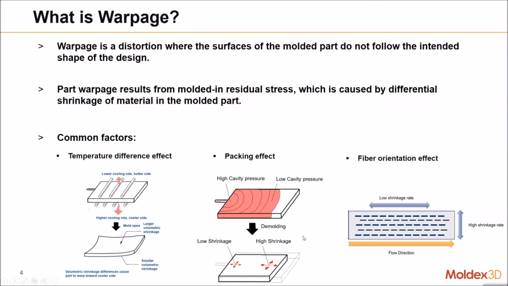Okay, so the last one is the part orientation. A part with fiber material is a good method to resist the warpage problem. In this picture, we can see the fiber is aligned with the flow direction. Under this condition, the shrinkage rate along the flow direction becomes smaller. And conversely, the shrinkage rate is significantly higher along the transverse direction.